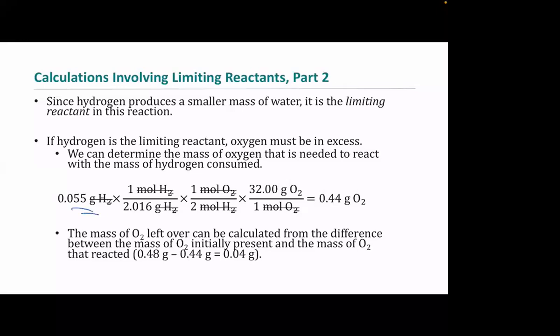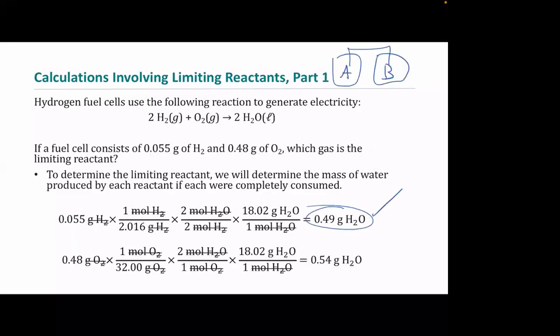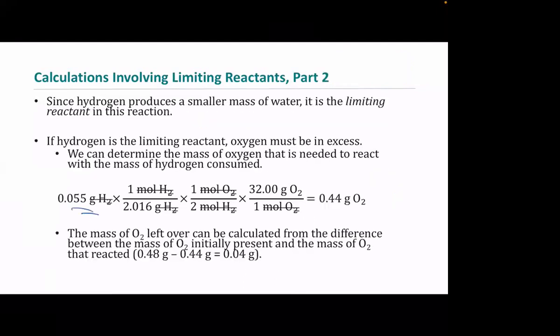Convert it to moles, mass of A to moles of A. 1 mole of O2 for every 2 moles of hydrogen. That's coming from here, right? Same thing. My A and B have just changed, but it's still mass of A to moles of A, moles of A to moles of B, moles of B to mass of B. So that's how much oxygen was used. We started with 0.48. That's what's left over.